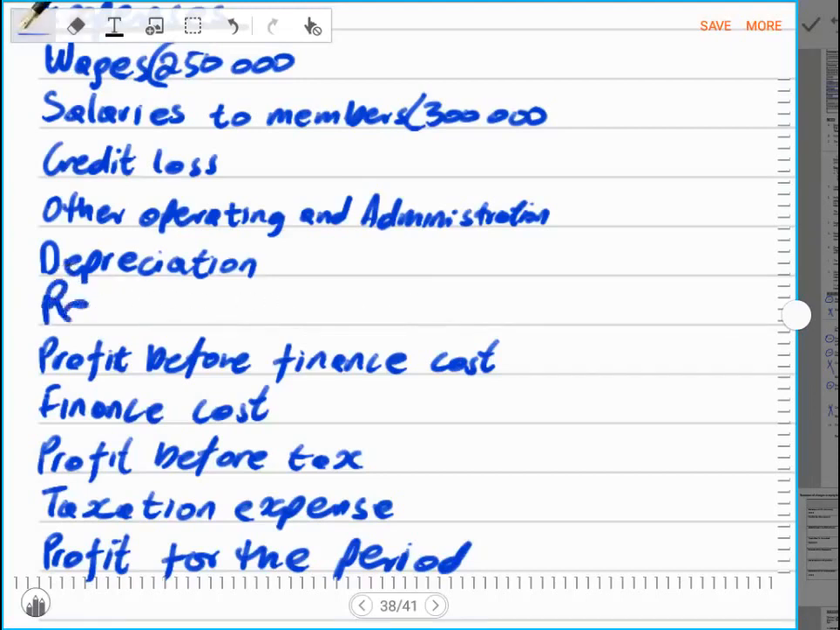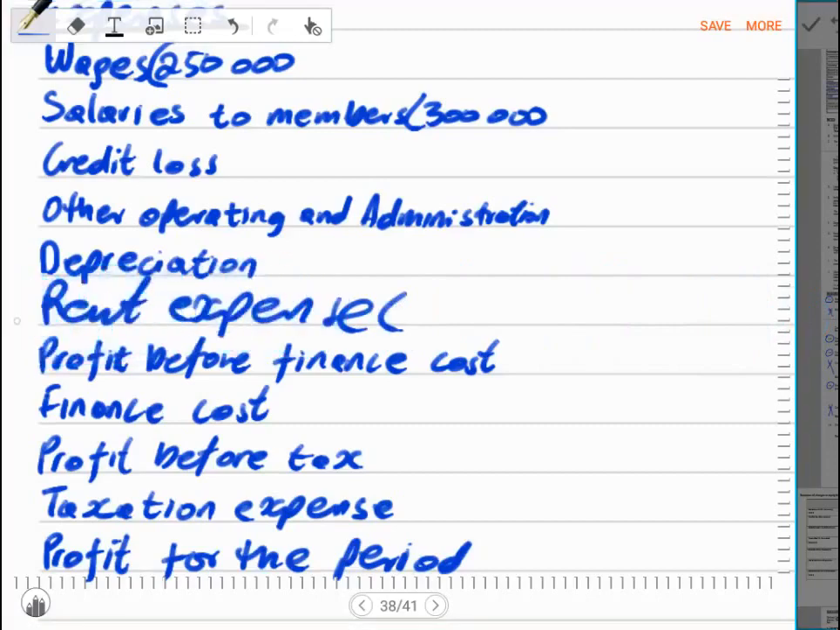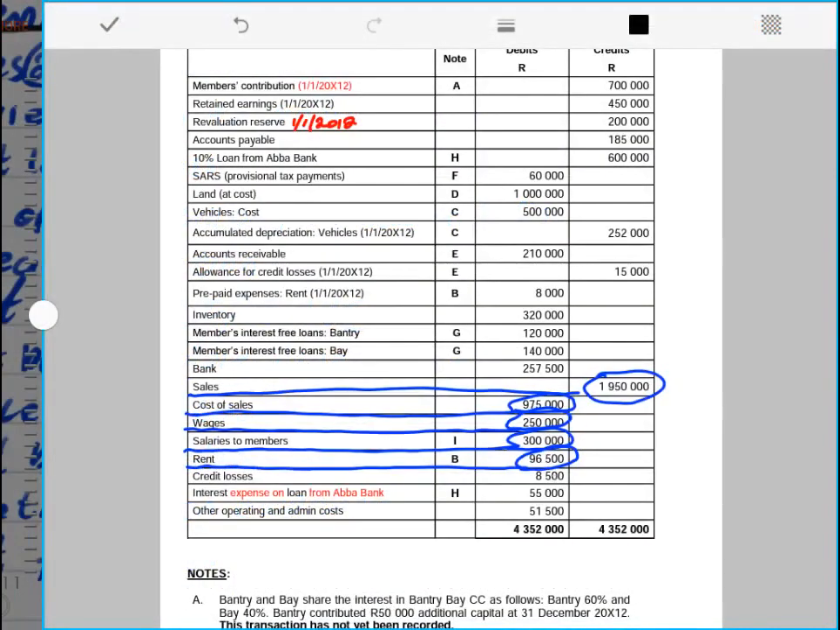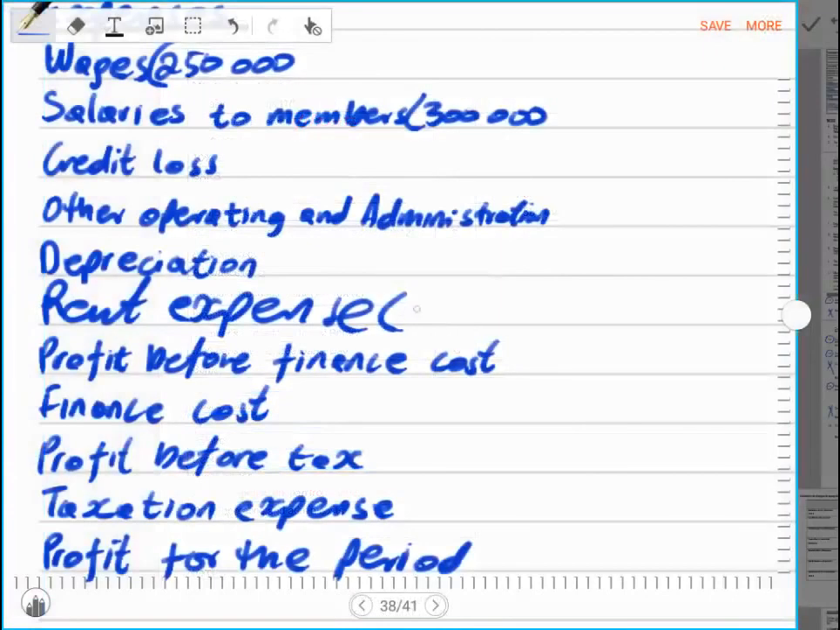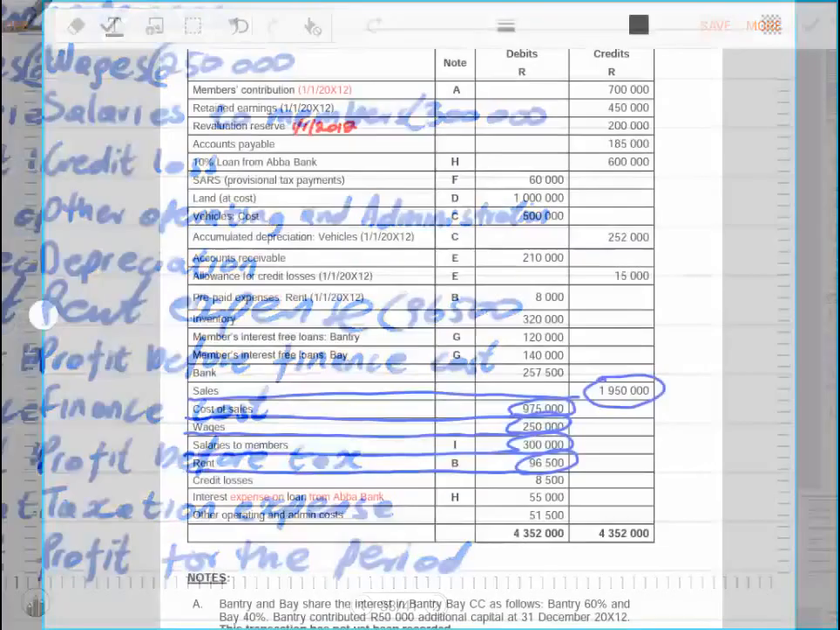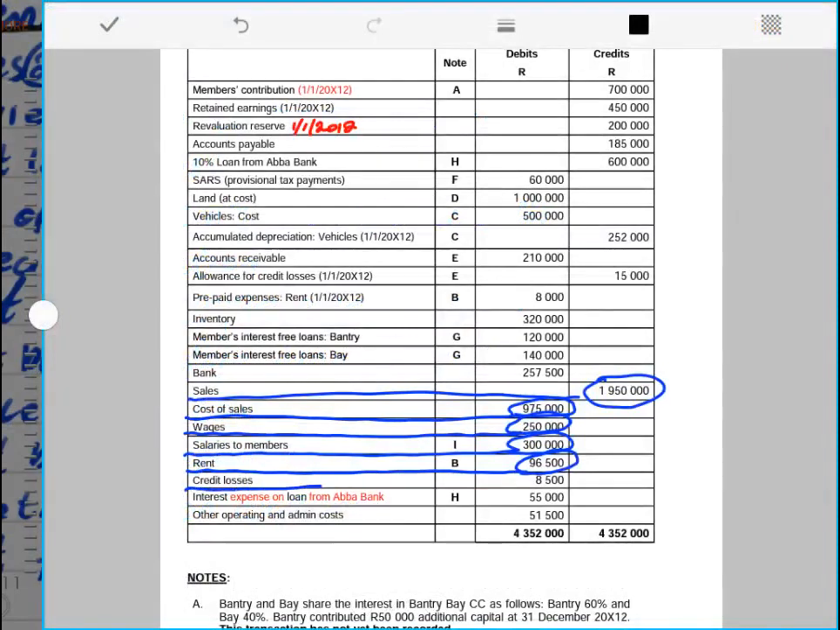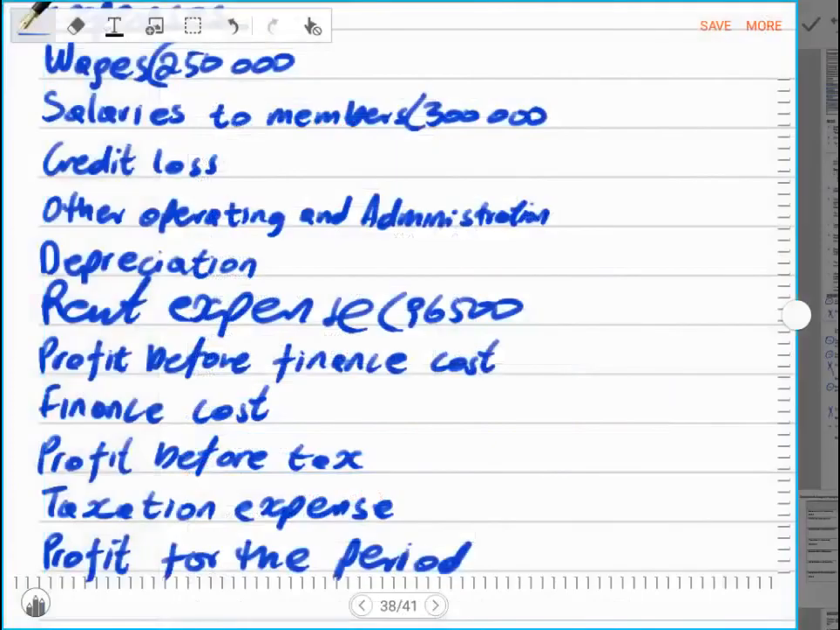Rent expense. My rent expense from the trial balance is given to be 96,500. Then another expense that we have is credit losses. Credit losses is 8,500.